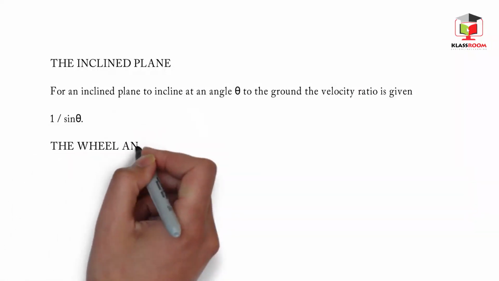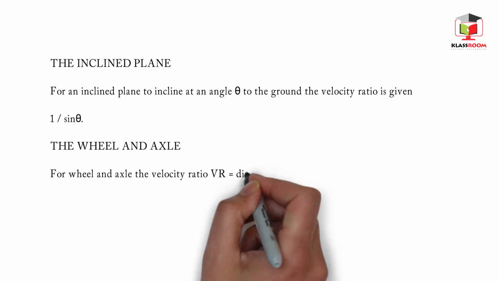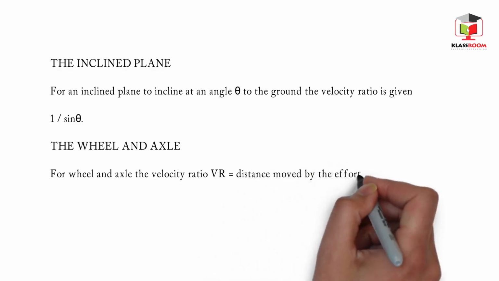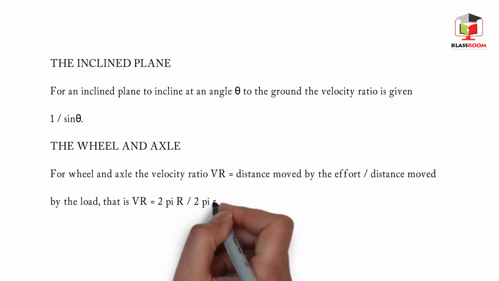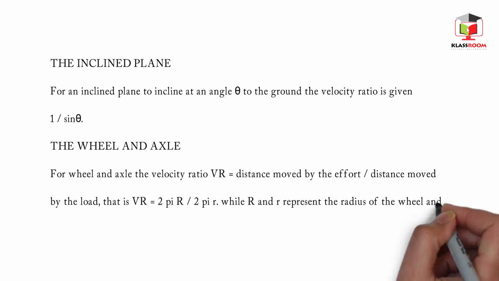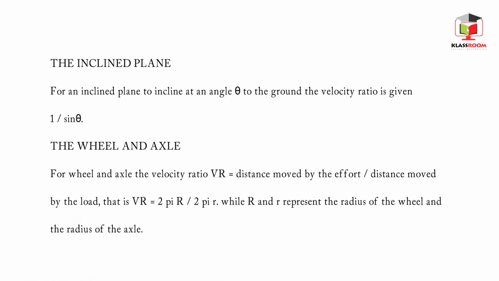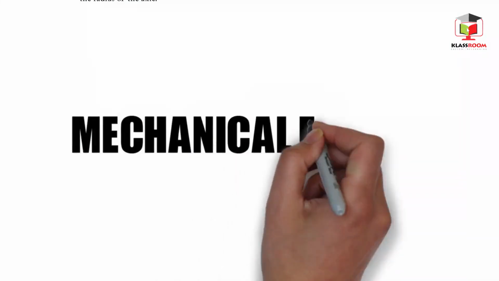The wheel and axle. For wheel and axle, the velocity ratio VR is equal to the distance moved by the effort over the distance moved by the load. That is VR equals 2 pi R over 2 pi r, where big R and small r represent the radius of the wheel and the radius of the what? Axle. That brings us to the end of the topic, mechanical energy.